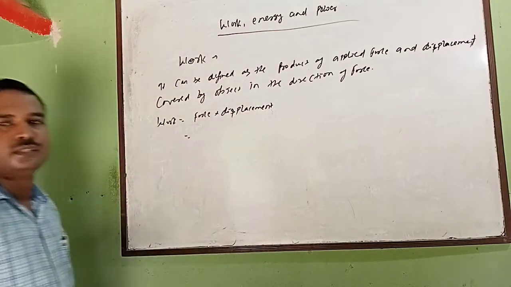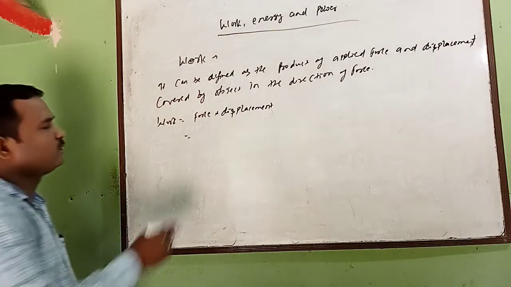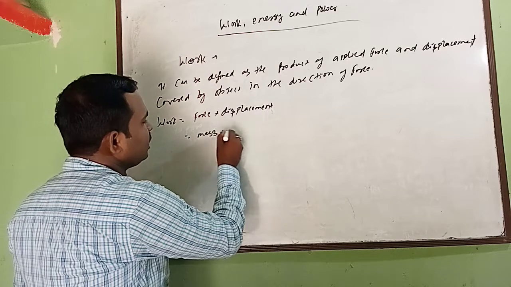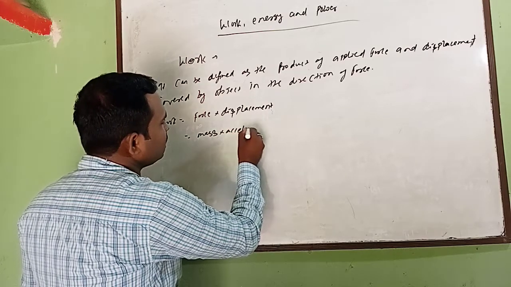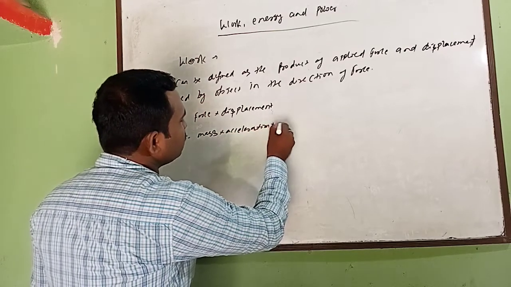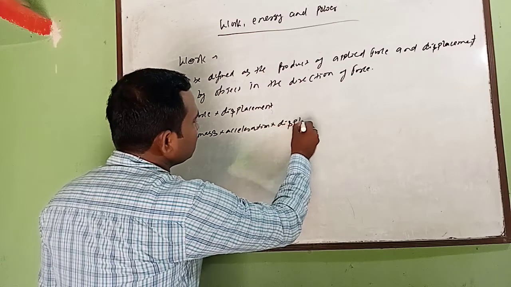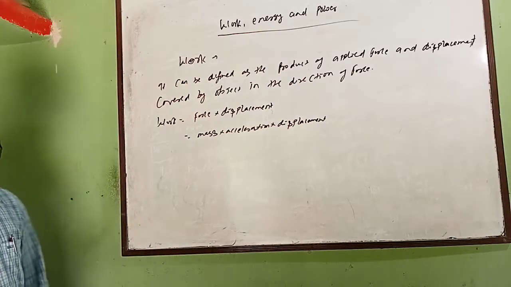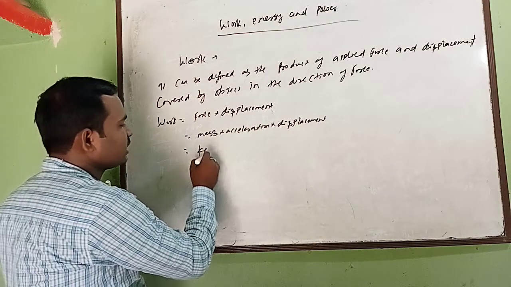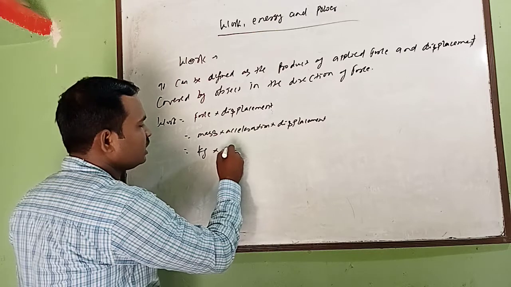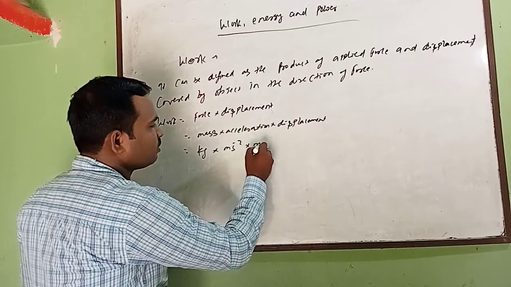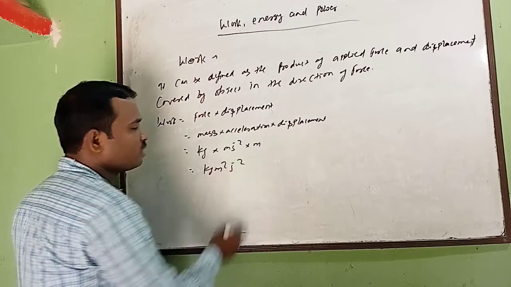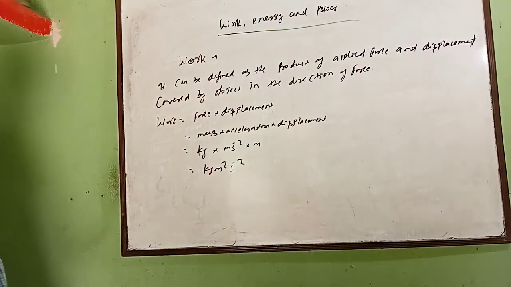Work equal to force into displacement, and you know that force can be written as mass into acceleration into displacement. Okay, very good. You know that mass we measure in kg, acceleration in meter per second square, displacement in meter. So you write kg m² s⁻². So this will be the unit.